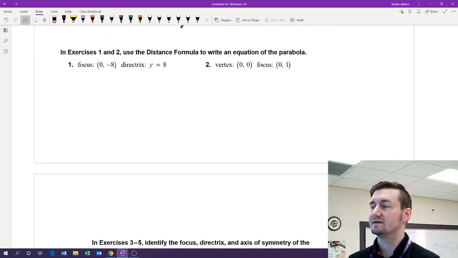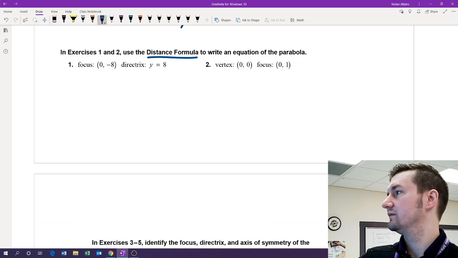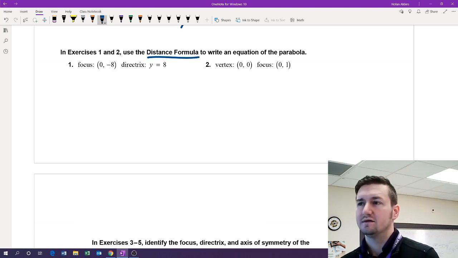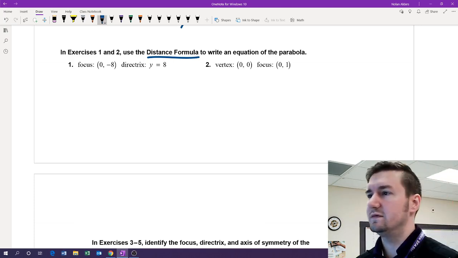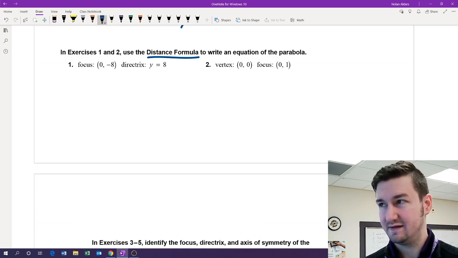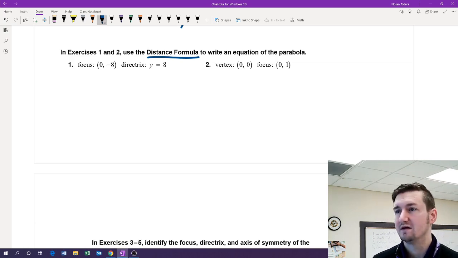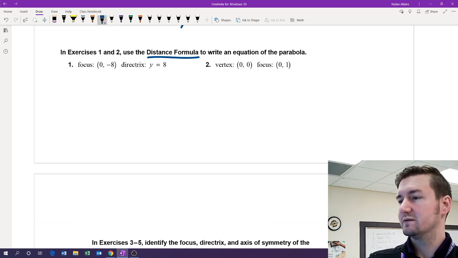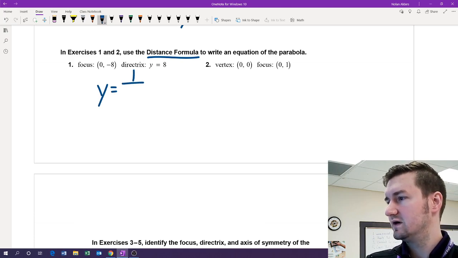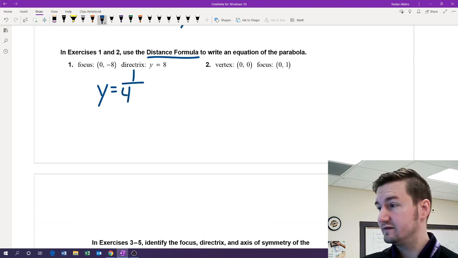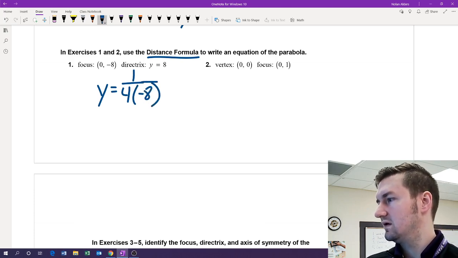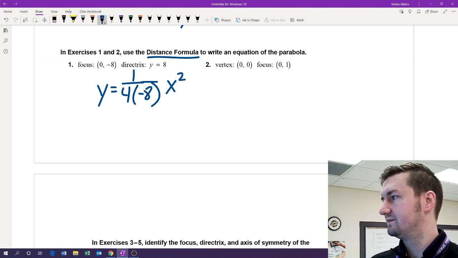So we're going to use that distance formula, and we're going to write an equation for this parabola. So notice that the focus is at (0, -8), so our p in this case is -8. So we could write this equation. We could write y equals 1 over 4p. p in this case is -8. x squared.